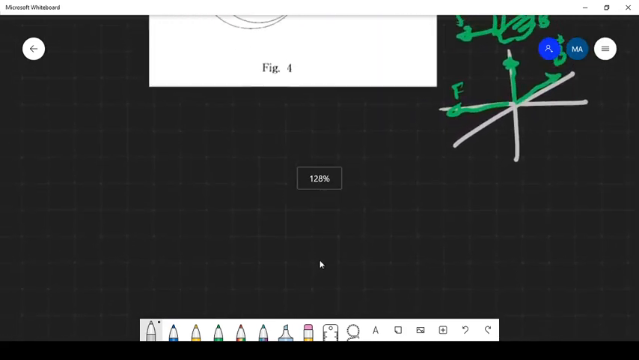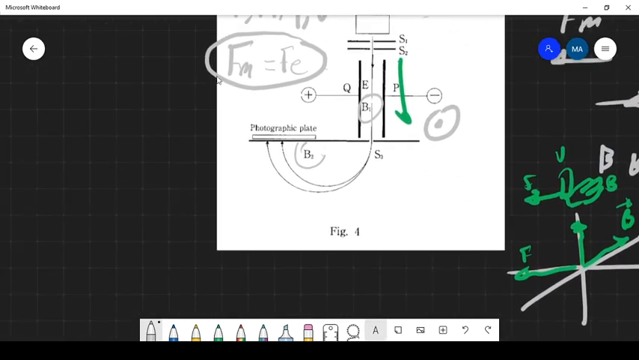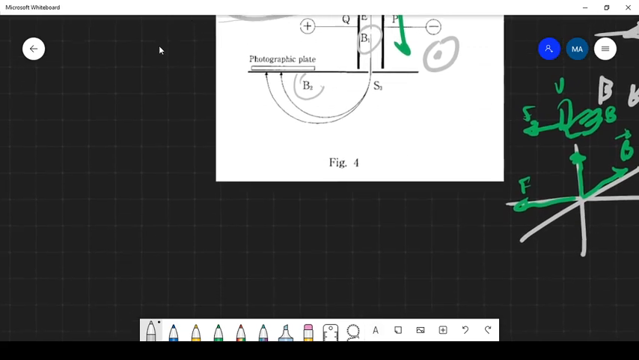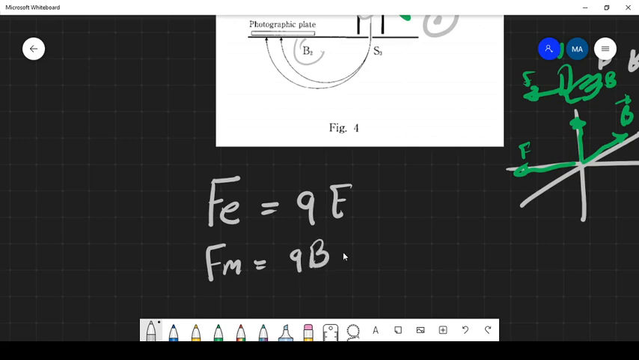Okay, so the velocity that is going out. Now how can we find this? Well, again by this relationship over here. What is the electric force, Fe? It is the charge multiplied by the electric field, right? What is the magnetic force? It is the charge multiplied by the magnetic field multiplied by the velocity. No need for sine theta since it is perpendicular already, okay?